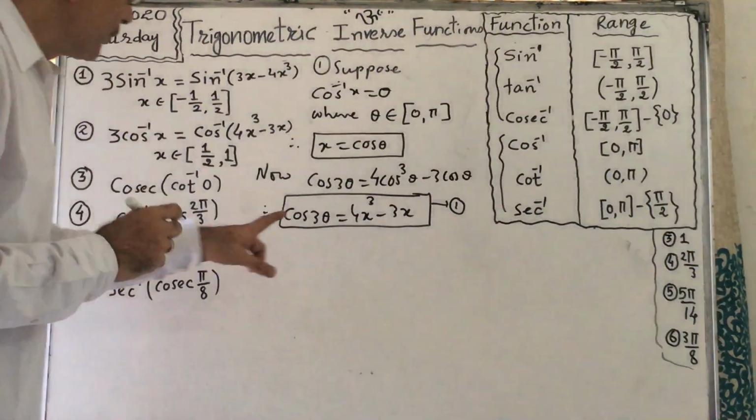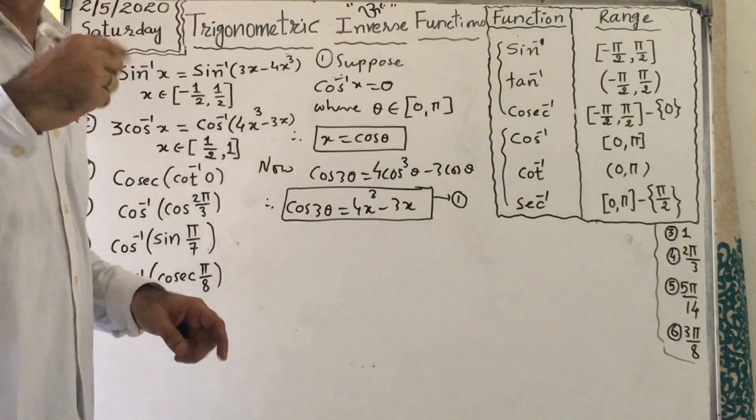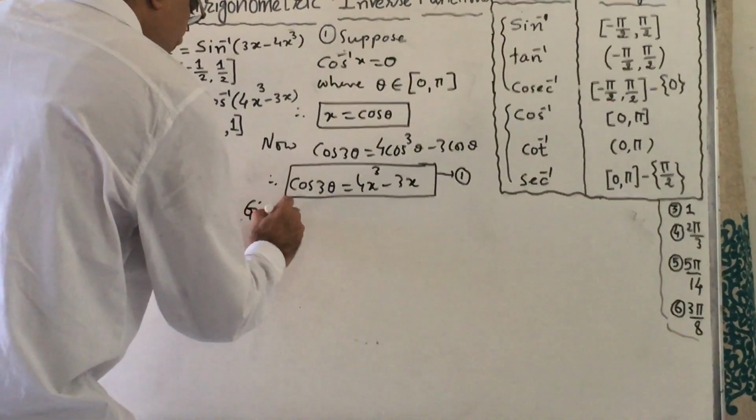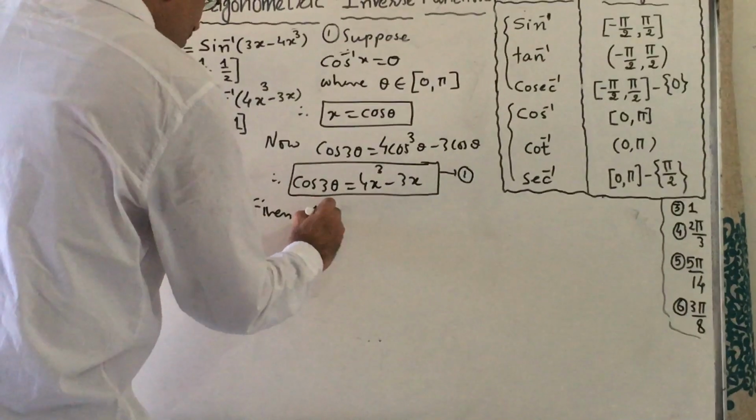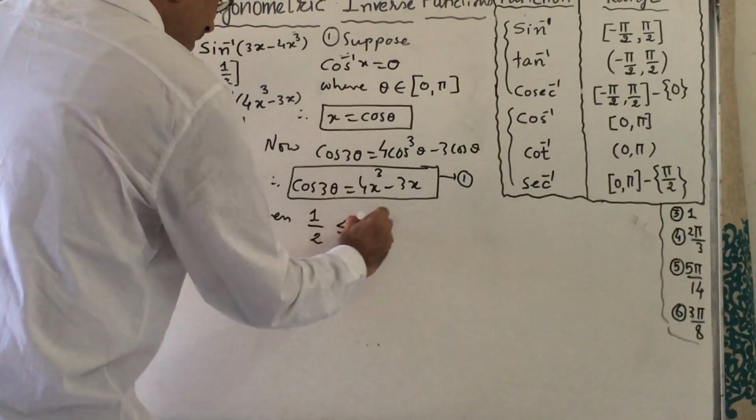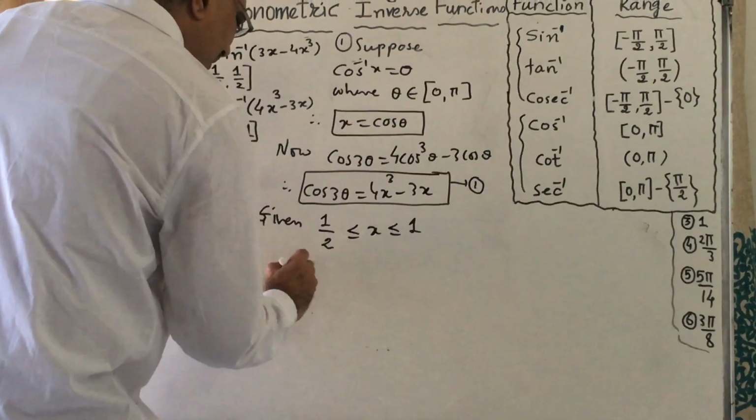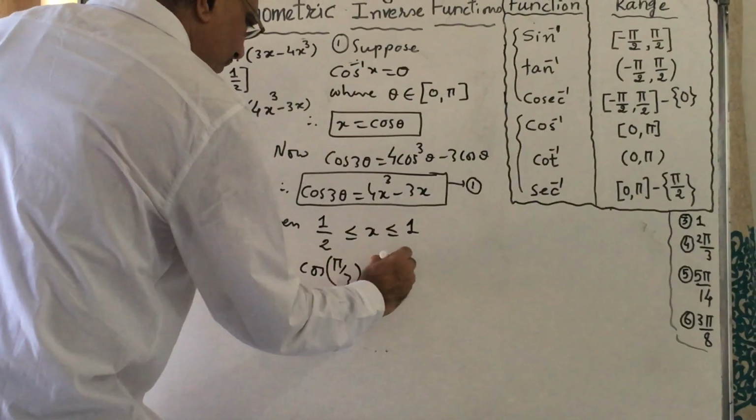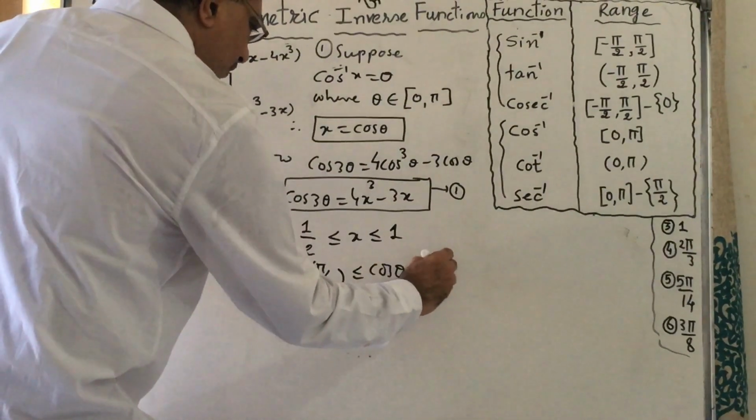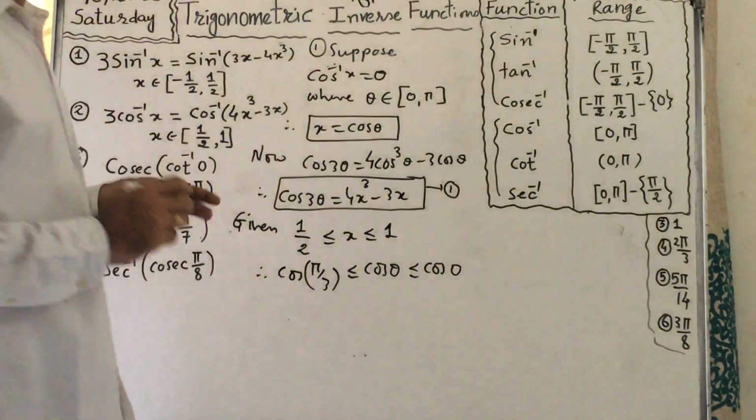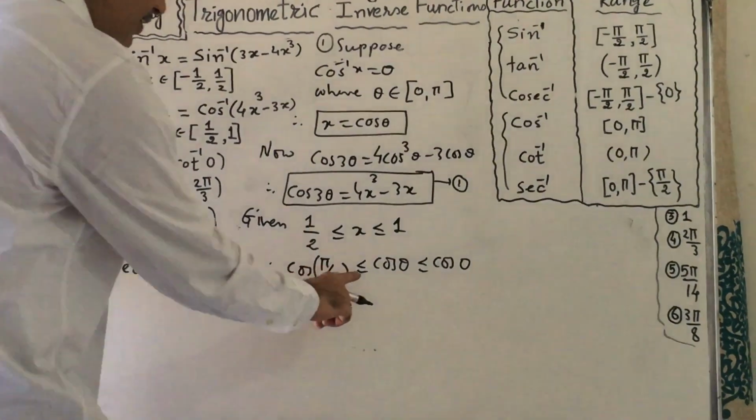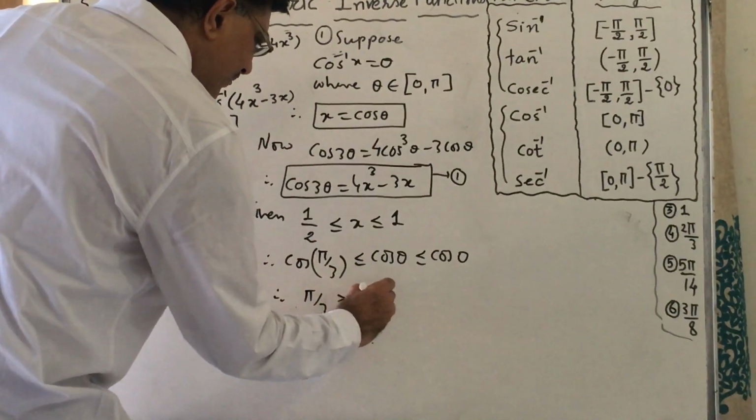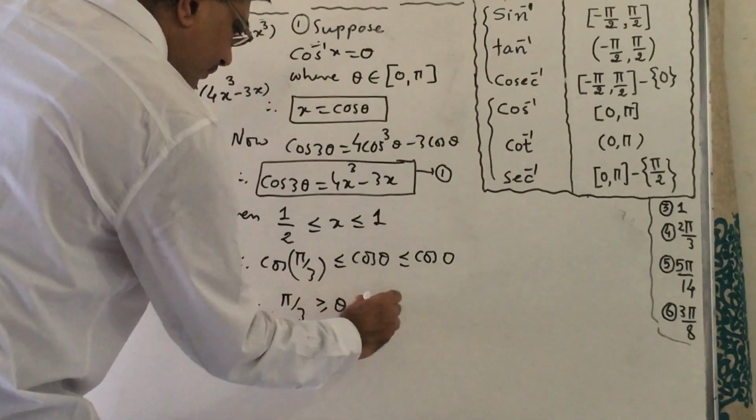Now I have to prove that 3 theta is in the range of cos inverse. So I have to use this condition. Given 1 by 2 less than or equal to x less than or equal to 1. Therefore we know that cos pi by 3 is 1 by 2, less than or equal to x, which is cos theta, and 1 is cos 0. Now we know that cos is a decreasing function, so this inequality will be changed. So pi by 3 is greater than or equal to theta is greater than or equal to 0.